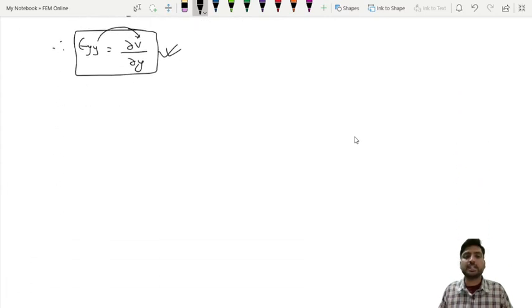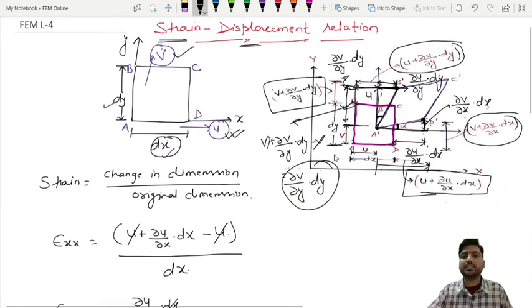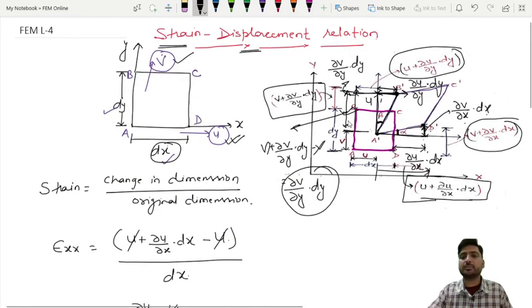Now what will be that gamma xy? Gamma xy will be nothing but alpha upon original, which is dx, plus beta upon dy. Sorry, it is dy, not del y. Why? Because alpha is with respect to x direction and beta is with respect to y direction.